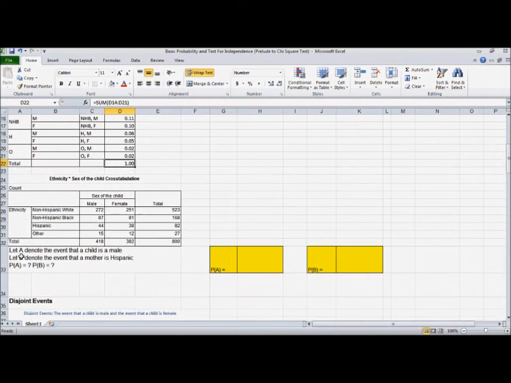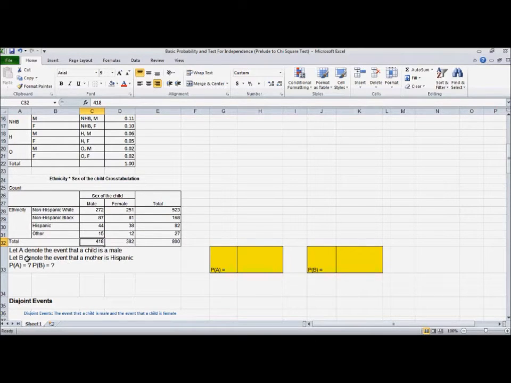So now let's take a look at where we would be able to use these marginal totals. If we were asking, for example, the probability that a child was male, and that's all I asked, irrespective of ethnicity, or depending on what variable is used for your cross tabulation, if you were simply asked for the probability that a child was male, irrespective of any other further categorization, we would simply look at our marginal totals.